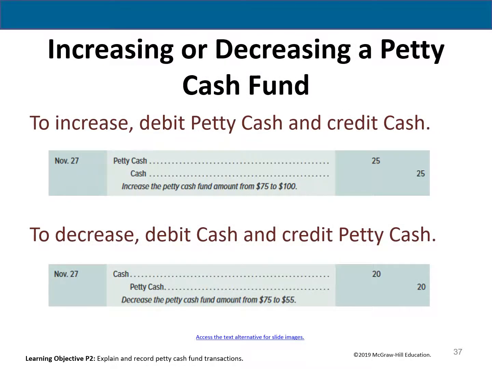And there we go. What if we decide to increase the petty cash fund up to $100? Well, now we'll debit petty cash 25 and credit the cash account, because that's where we got the cash from to increase the petty cash fund. What if we say, gee, $75 is too much. Let's decrease the petty cash fund to $55. We're going to physically take $20 out of the petty cash drawer and put it back into our bank account. So we'll debit cash and credit petty cash. But that's it.